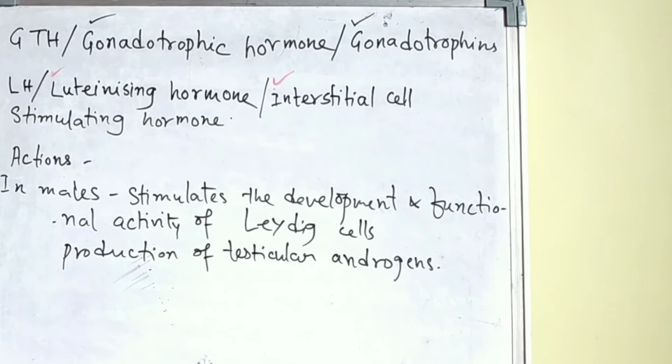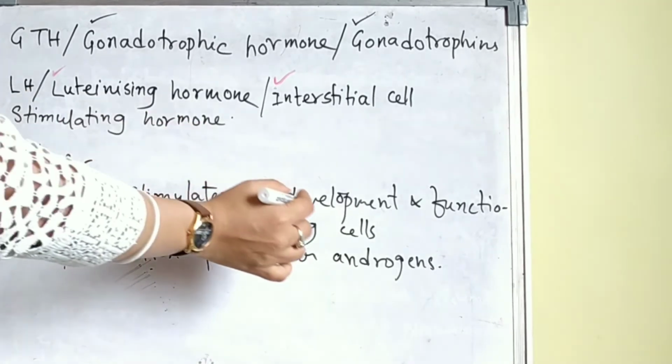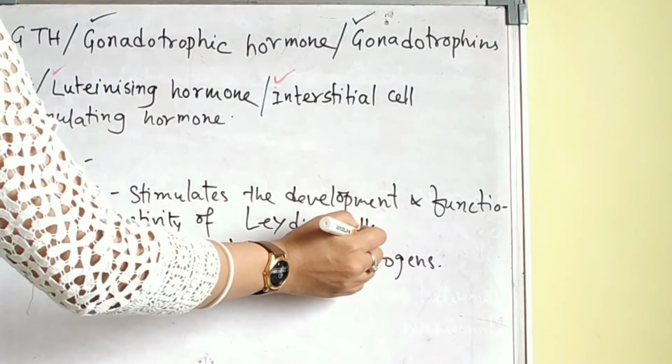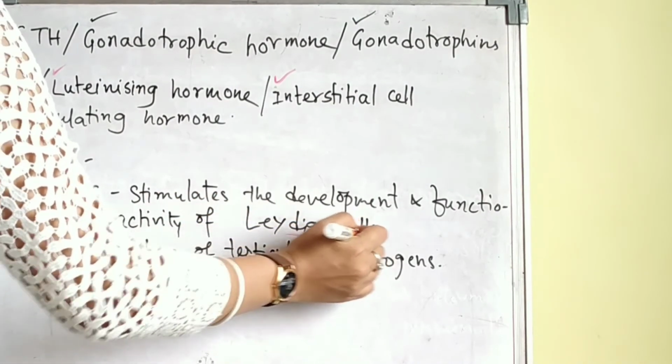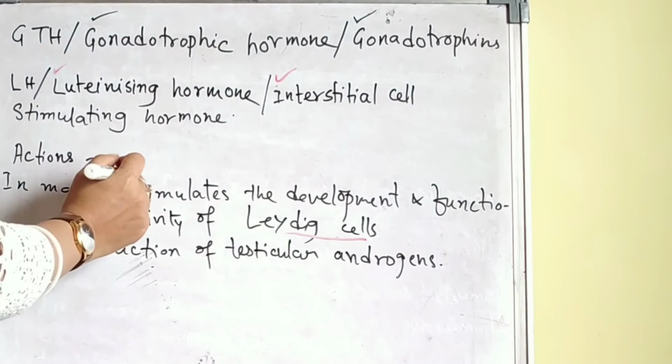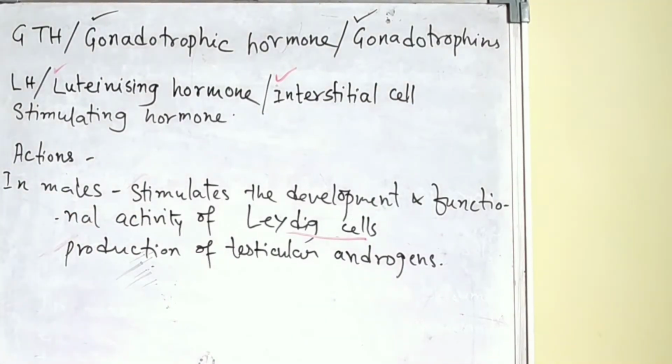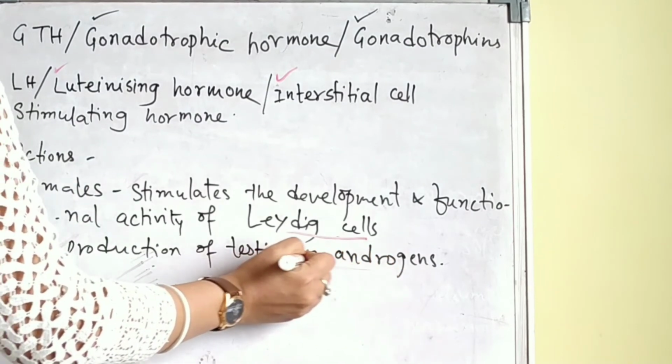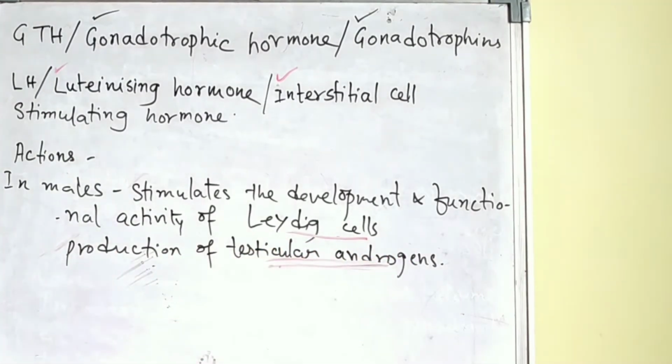In males, LH stimulates the development and functions of Leydig cells and also the production of testicular androgens. So both the gonadotrophic hormones are very important for our body and for the development and functioning of the gonads, both in males as well as in females. In the next slide, we can see the difference between FSH and LH.